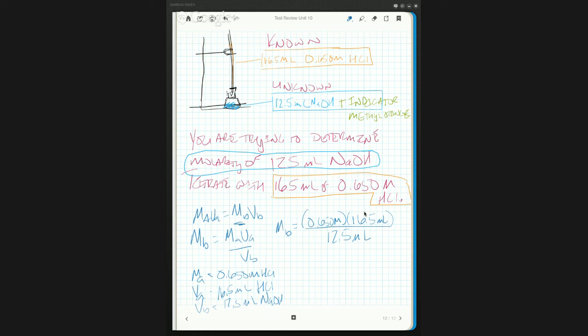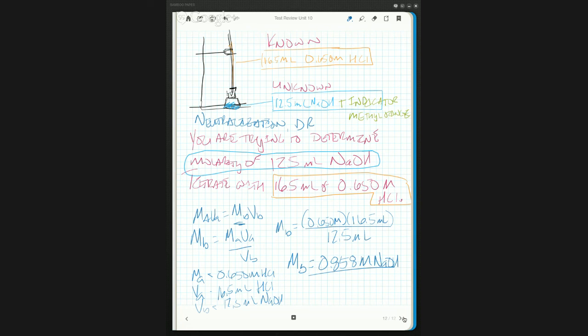This is very, very similar to the M1V1 equals M2V2. This is a neutralization reaction, though, a double replacement neutralization reaction. I'll talk about that in a second. And so the MB ends up being, you plug it in your calculator. I did calculate this one ahead of time. 0.858 molar NaOH. Yay. Okay. And just as a reminder, neutralization, and it's a double replacement. Okay.